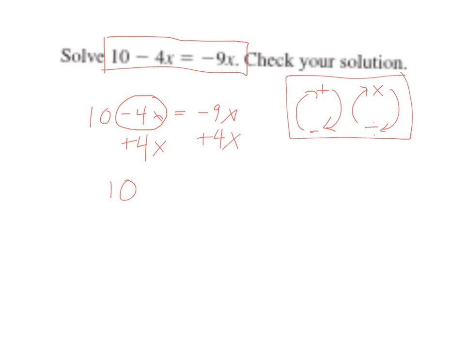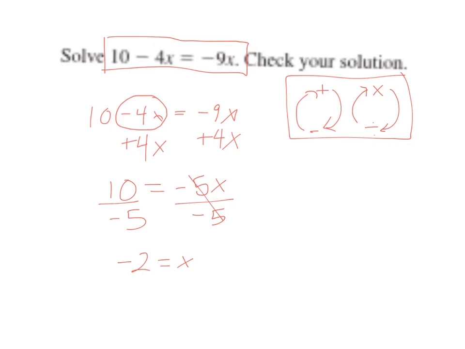Now I have 10 is equal to negative 5x. And then instead of multiplying by negative 5, right, we're using this inverse here. Instead of multiplying by negative 5, we're going to divide by negative 5. If you do it to one side, you got to do it to the other side. And so what we get here is 10 divided by negative 5 would be negative 2.